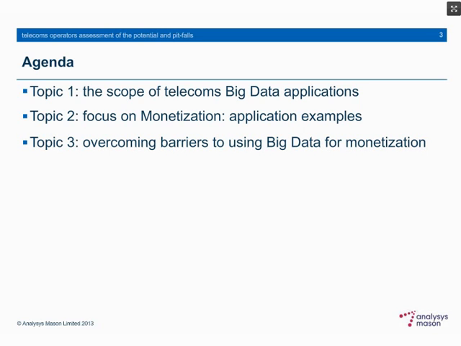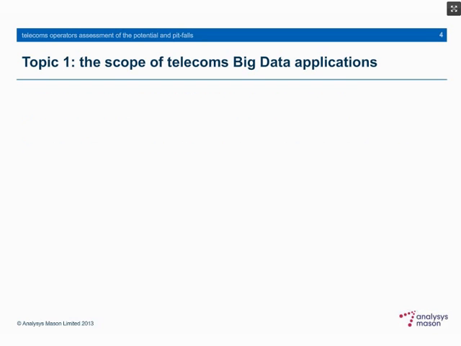So we're going to break the webinar down into three areas. We're going to look at the scope of telecoms and the big data applications as they stand today. We're going to do a focused look at the monetization of those applications and give some examples of those, which Andy will be going through, and looking at some of the barriers and how those are being overcome by the big data monetization technologies at the moment. And Andy will be covering some of those, with some input from the survey which we've already talked about. So the first of these is looking at the scope of the telecoms big data applications.